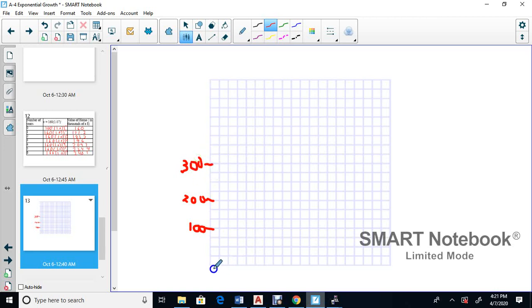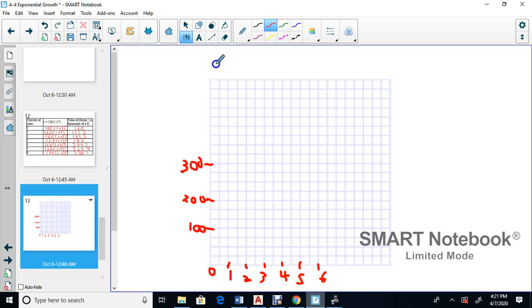Okay. This will be 0 here. This tick here will be 1. This tick will be 2. This tick will be 3. We'll go every second 1. Here will be 4. Here will be 5. And right here will be 6.